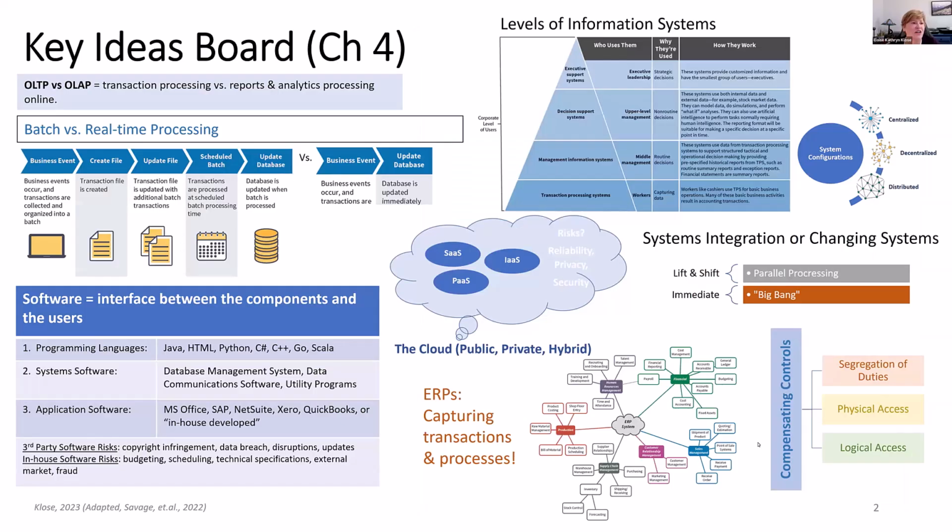So let's take a look at chapter 4. We start with the concepts of online transaction processing and online analytics processing, or analytical processing. The easiest way to think of that, we often call these by their abbreviations. So let's begin by taking a look at chapter 4 and some of the key ideas that we come across. We begin by looking at two different types of online systems.